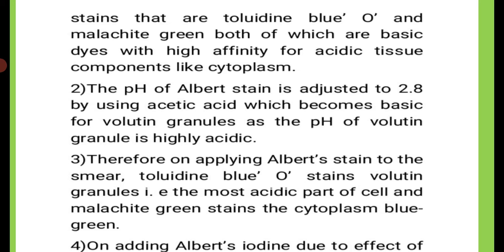The pH of Albert stain is adjusted to 2.8 by using acetic acid, and this 2.8 pH becomes basic for Volutin granules, as the pH of Volutin granules is highly acidic. It is in the range of 1 to 1.5. Therefore, on applying Albert stain to the smear, toluidine blue O stains Volutin granules, that is the most acidic part of the cell, and the malachite green stains the cytoplasm green.